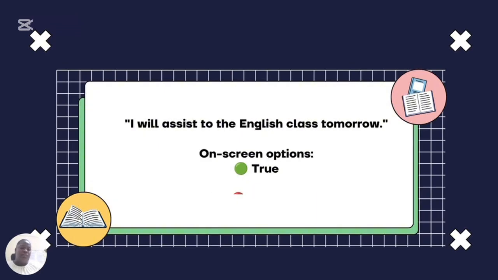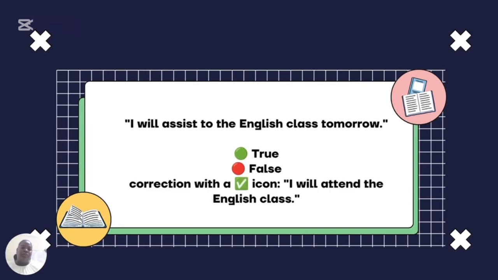Next sentence. I will attend English class tomorrow. What is the answer? Perfect. The answer is true. I will attend English class tomorrow.